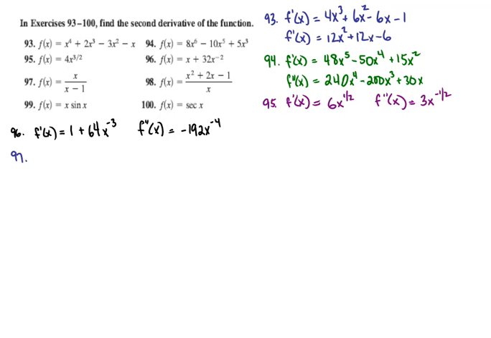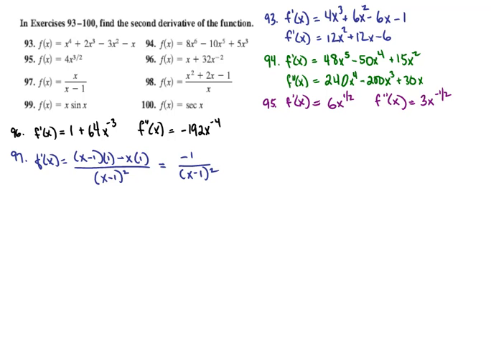For number 97, we now have a quotient which can't be simplified, so we'll need to use the quotient rule for the first derivative, and so that would be low d high minus high d low over low squared, and that then simplifies to x minus 1 minus x, which would just be negative 1 over x minus 1 quantity squared. That's the first derivative.